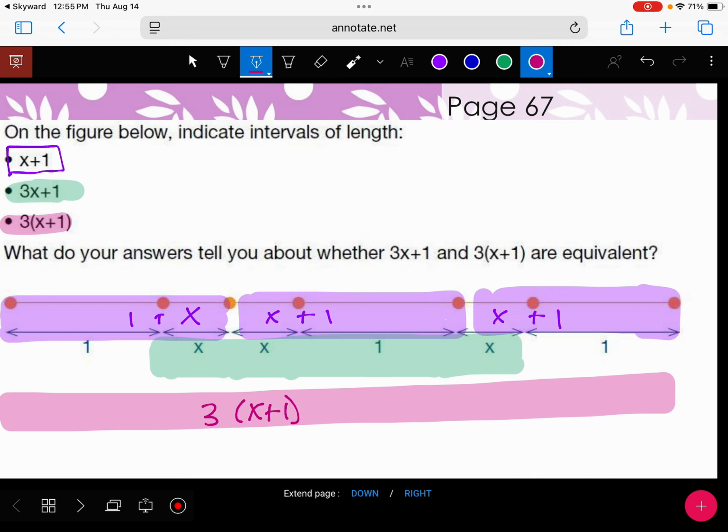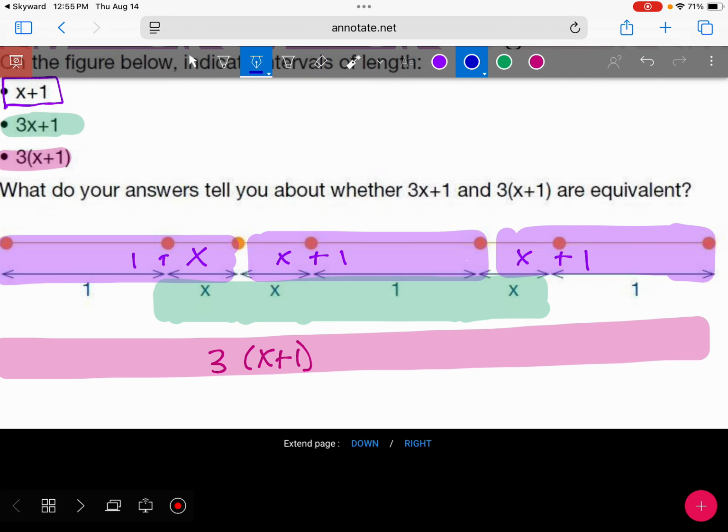What's another way I could write out that segment? What's another way I could write it instead of 3 sets of x plus 1? How many x's do we have in this whole thing? 3. 3 x's. How many 1s do we have here? 3. I could also put this as 3x plus 3, because these two statements are equivalent. They mean the same thing.